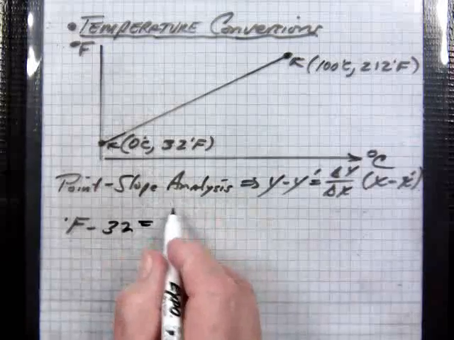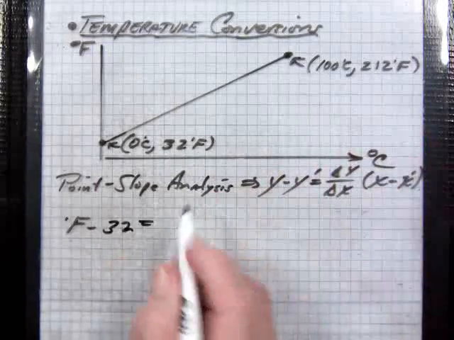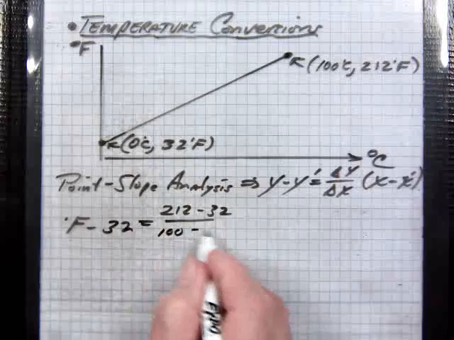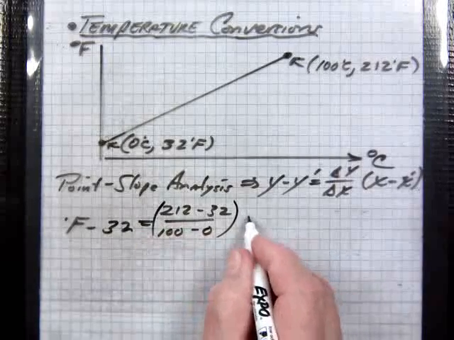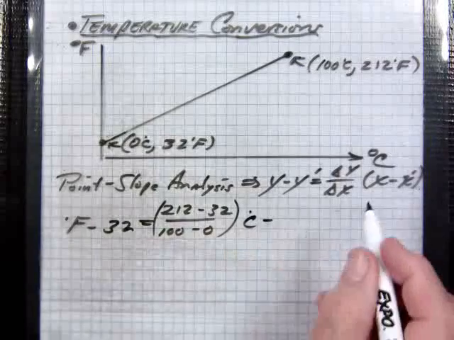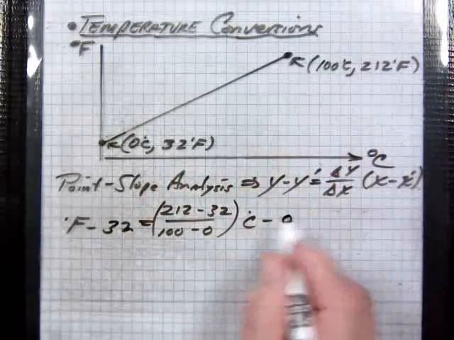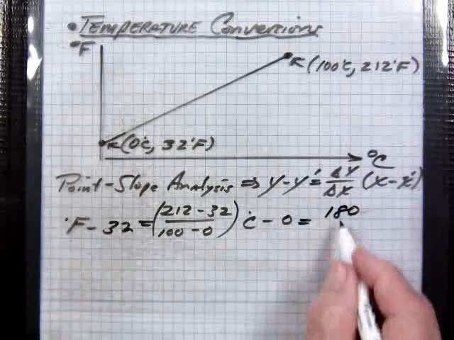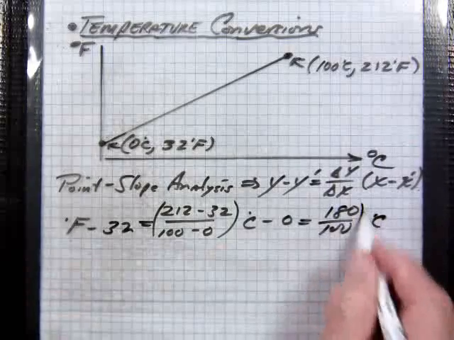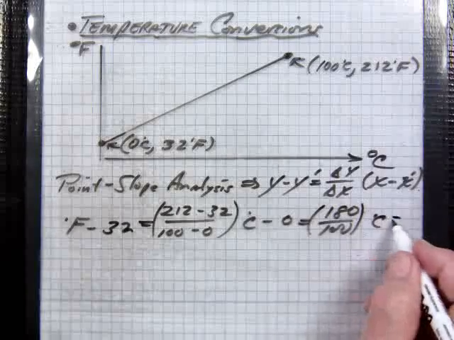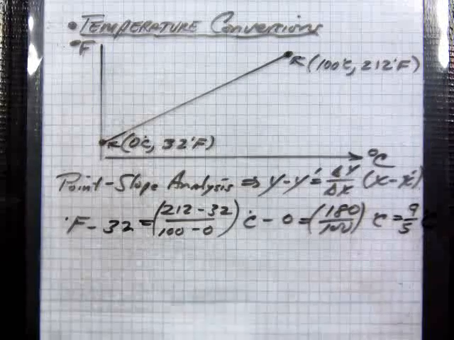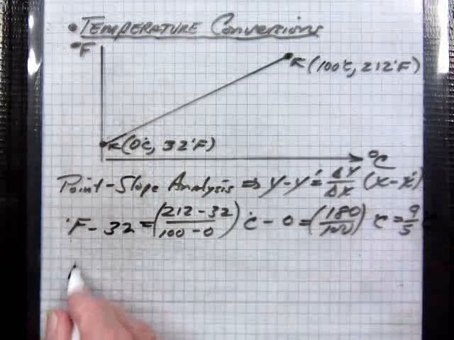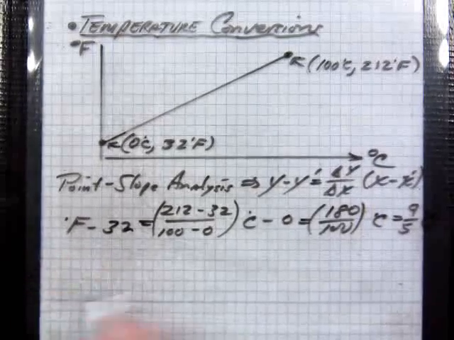And then you have change in Y, which is 212 minus 32 divided by 100 minus 0. There's your slope. And then you have degrees Celsius minus 0. And so we want to simplify that, and that would be 180 over 100 degrees C, and that's 9/5. See that? 9/5 degrees C. Okay, so we have the Fahrenheit minus 32, I'm going to move it down just a little bit. I'm going to bracket this off.